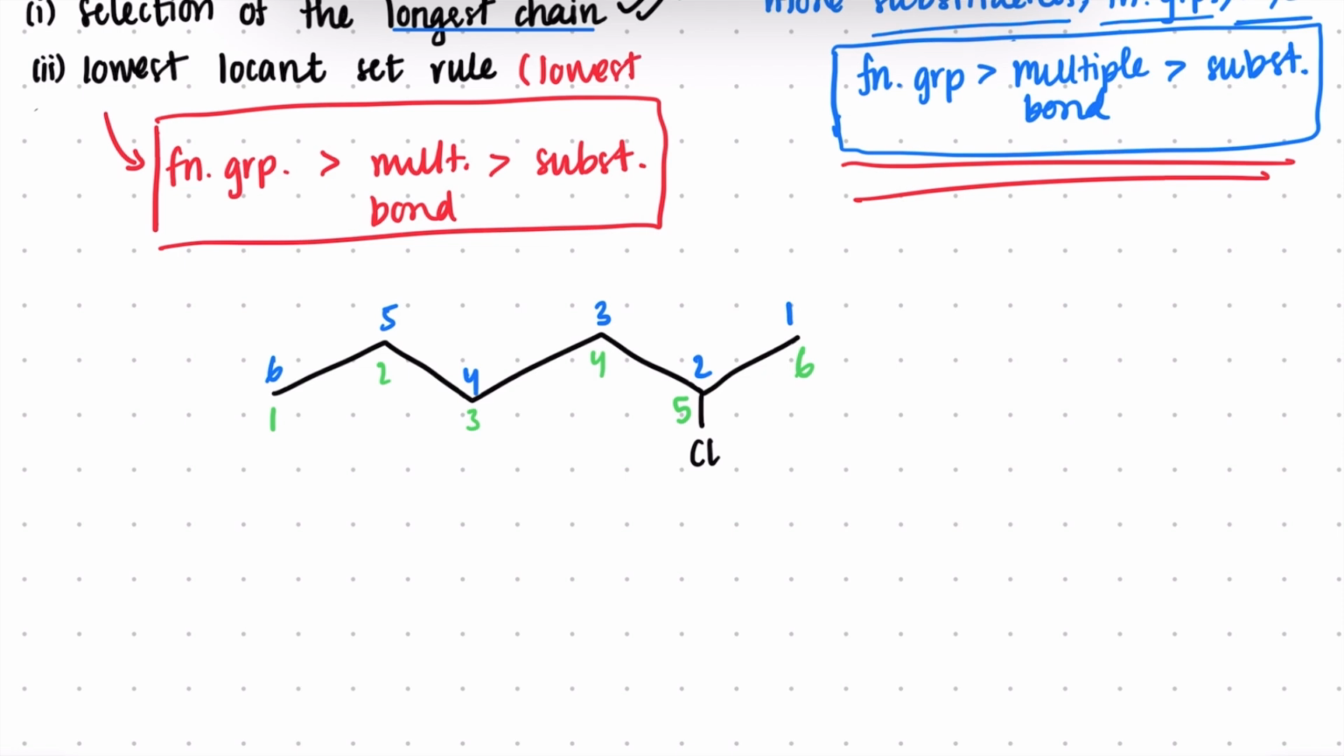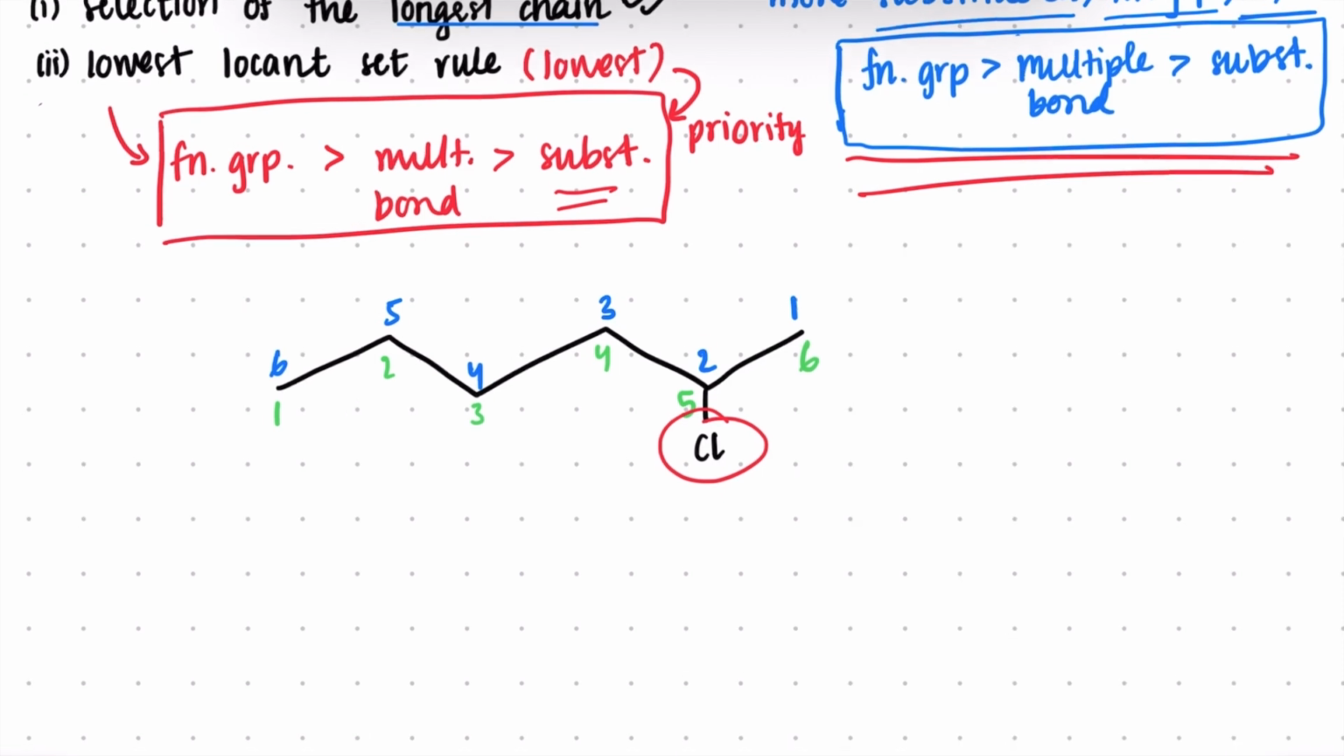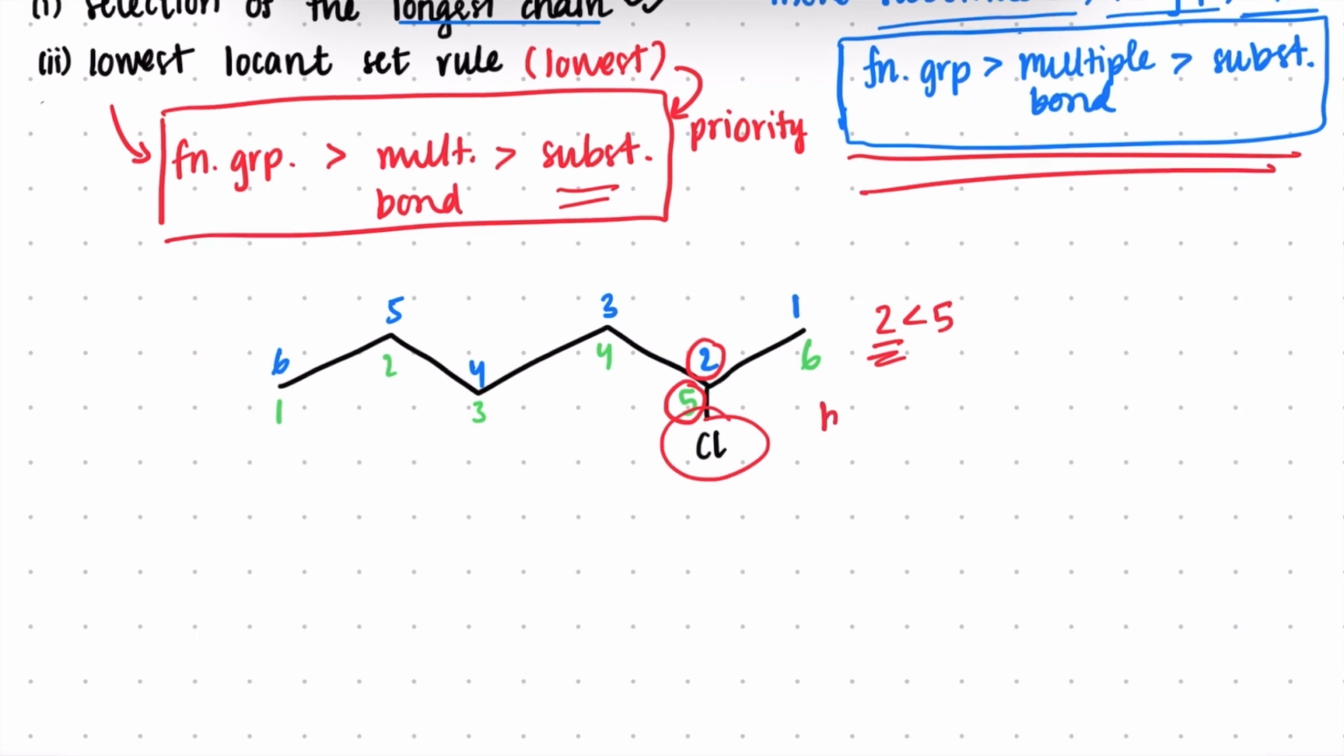It's pretty much in the thing. But the lowest locant should be given in this priority, right? Now, since we don't have any of them except a substituent, we'll just give the lowest one to the substituent. So in this case, what is the lowest possible locant for that substituent? We've got 2 or 5. No, obviously 2 is less than 5. So 2 is the lowest locant here, and therefore the blue locants are correct.